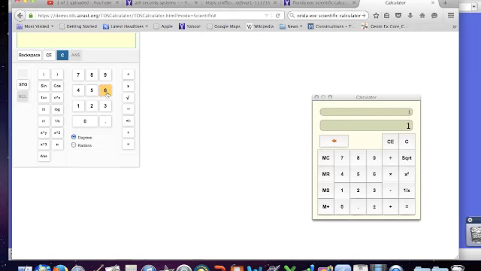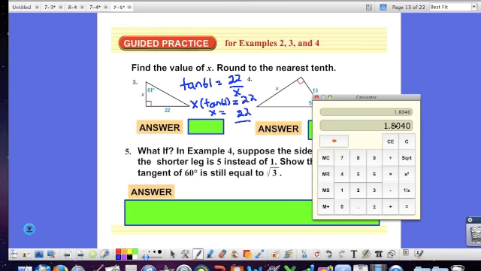I'm doing the tangent of 61, but I did that wrong. So I go back in, clear it. Tangent 61 is that number. Went ahead, put it into the calculator. Back to the other screen. I'm going to write the number down so I don't forget it.